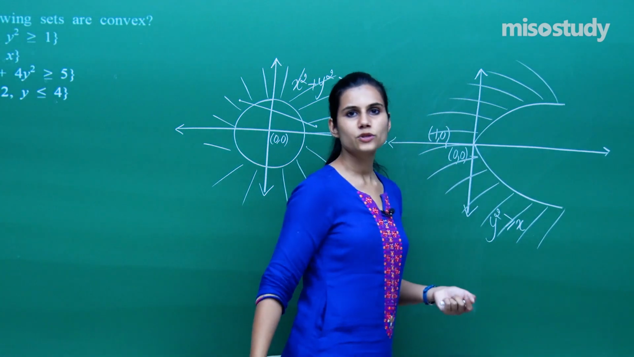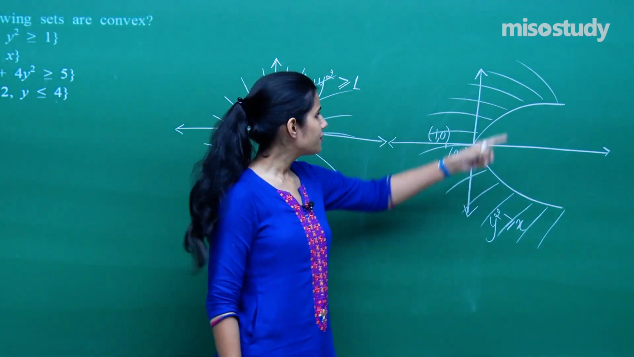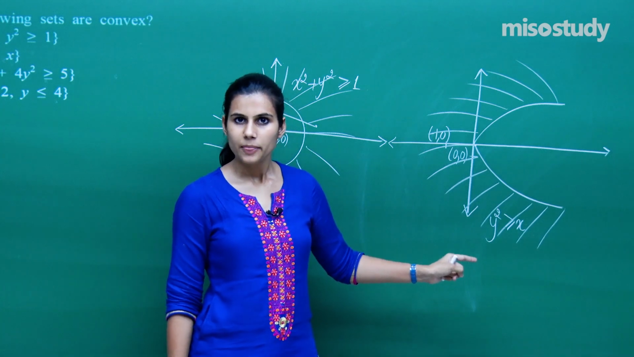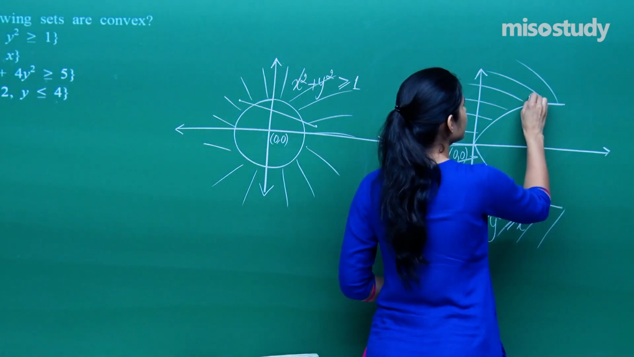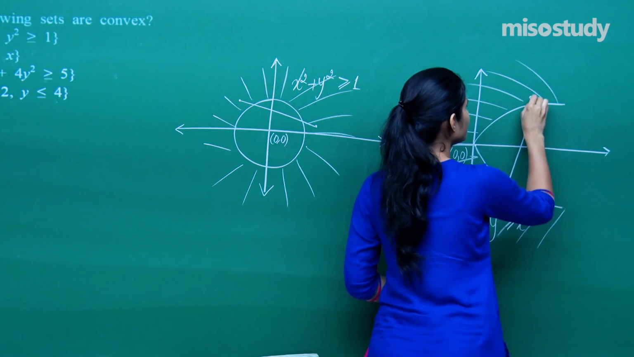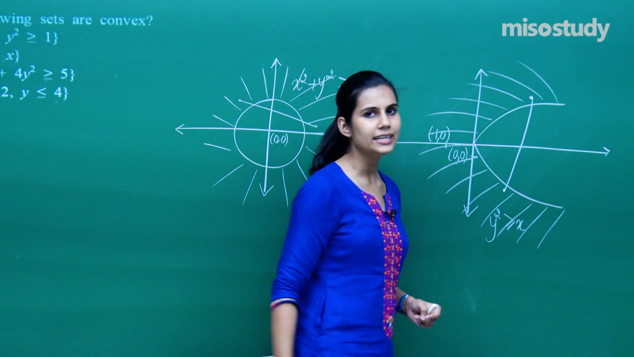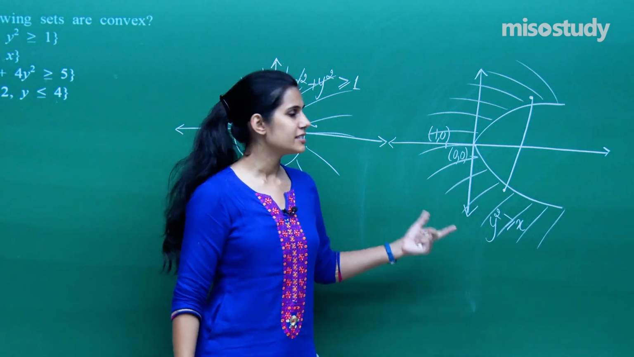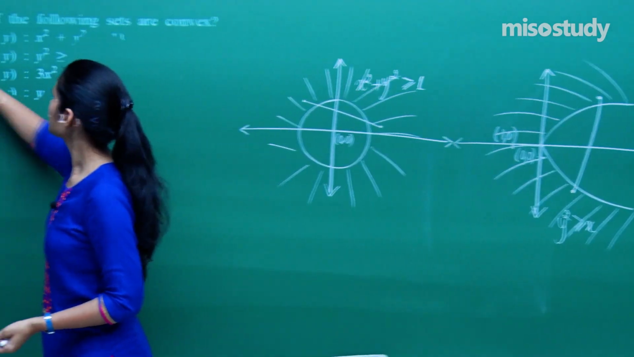Right? This is y square is greater than or equal to x. Now, if this is the region given by the question, is this convex? Again, I have 2 points in the shaded region which, when I join them, the segment is not completely lying in the shaded region, and therefore this is again not a convex set.